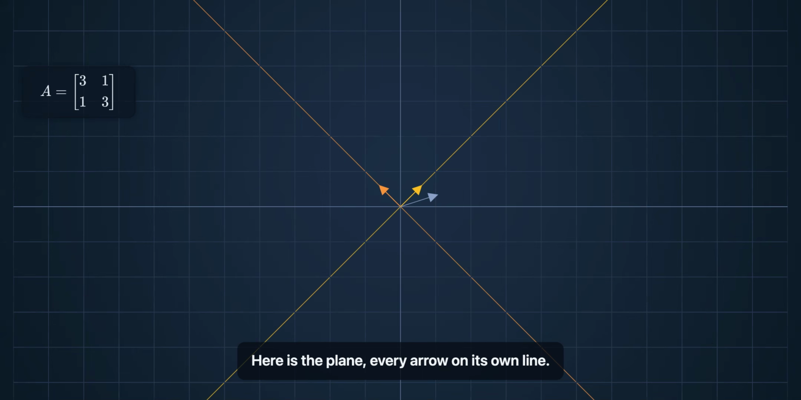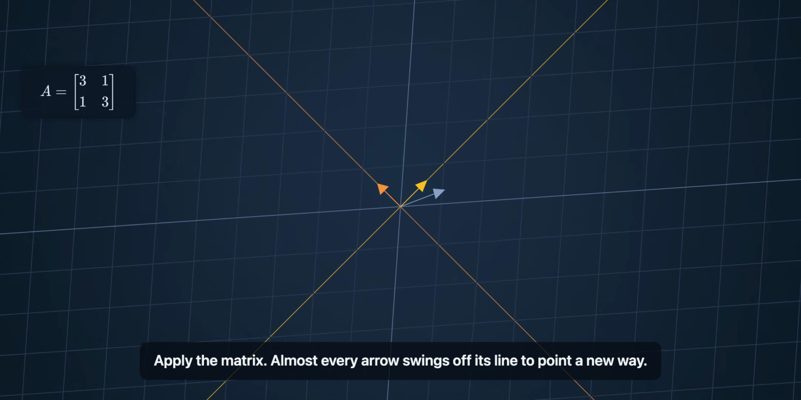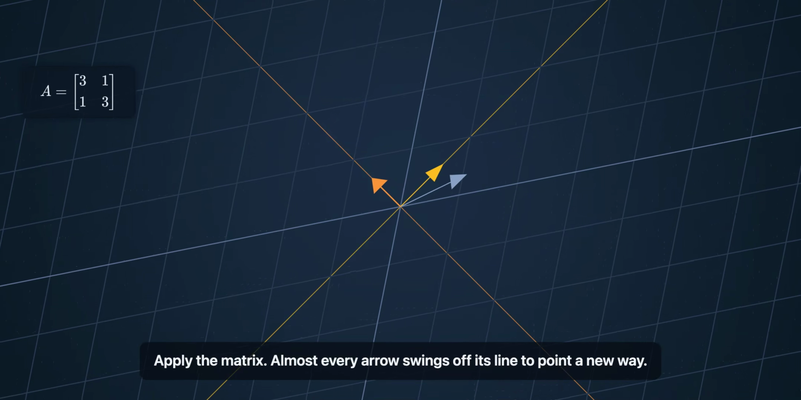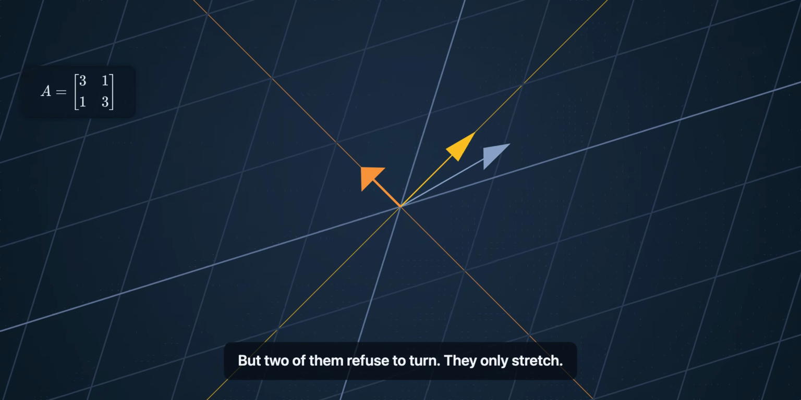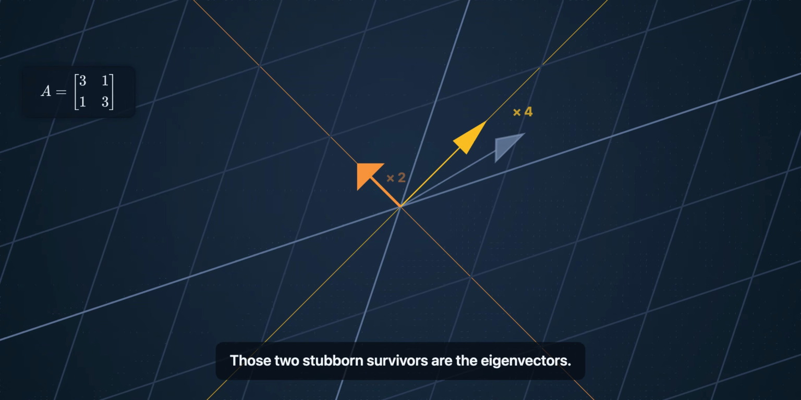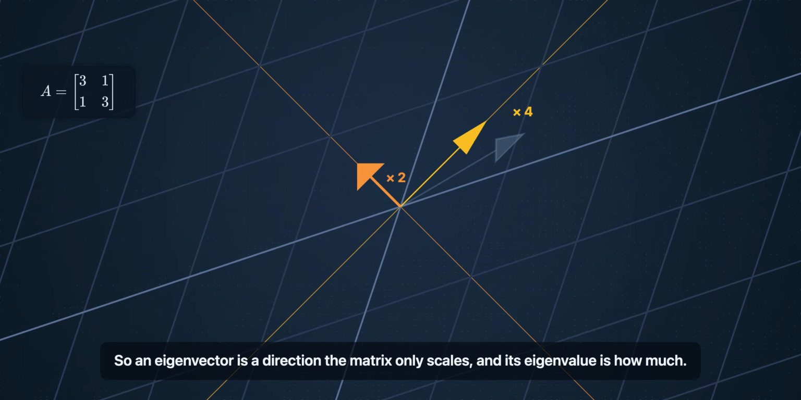Here's the plane, every arrow on its own line. Apply the matrix. Almost every arrow swings off its line to point a new way, but two of them refuse to turn. They only stretch. Those two stubborn survivors are the eigenvectors, and the number each one stretched by, 4 and 2, is its eigenvalue. So an eigenvector is a direction the matrix only scales, and its eigenvalue is how much.